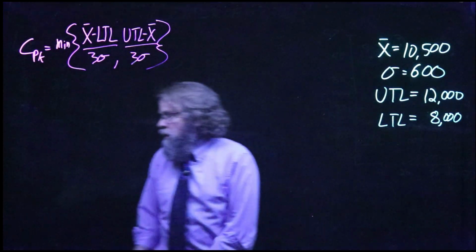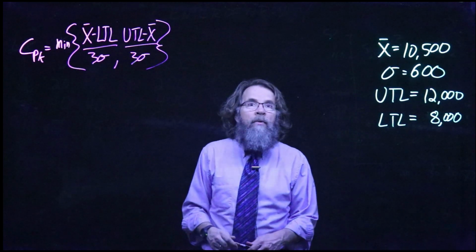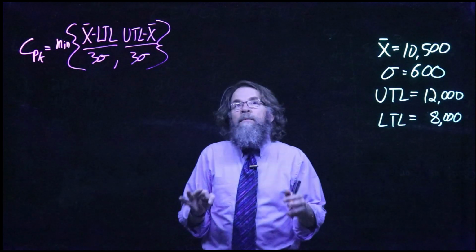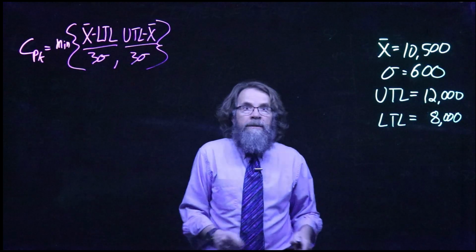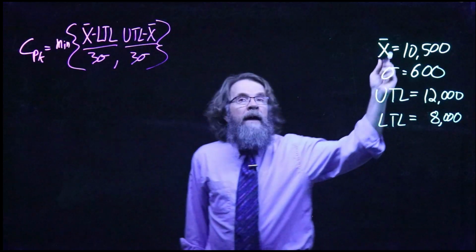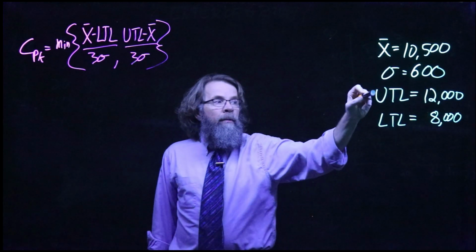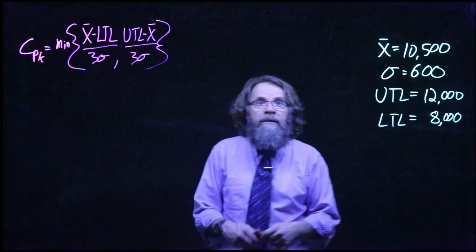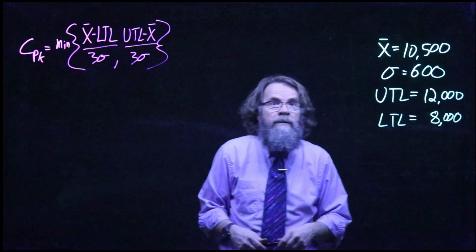Hello, in this video we will be using the CPK formula to determine whether a process is capable of consistently producing items that fall within our customer's tolerance limits. So we have an average for the process and a standard deviation, and the upper and lower tolerance limits as we have come to understand them from our customers. The customers tell us what the tolerance limits are.